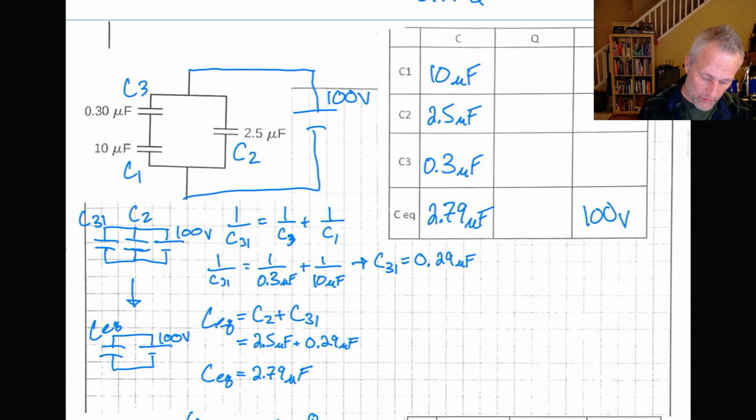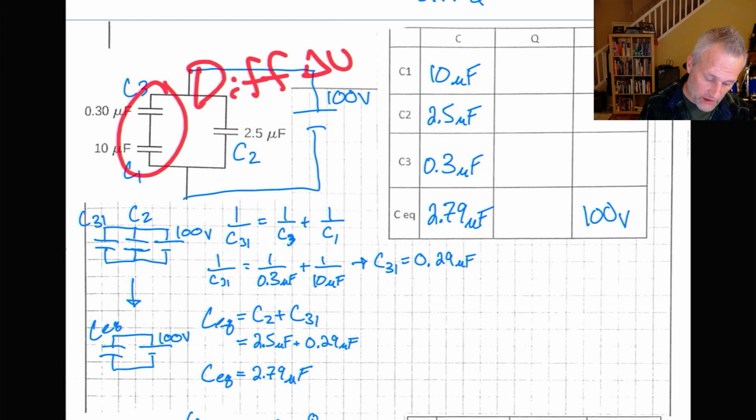I also know that those two charges, Q3 is going to equal Q1 because they are in series with each other, right? So different voltages, different delta V, same Q.